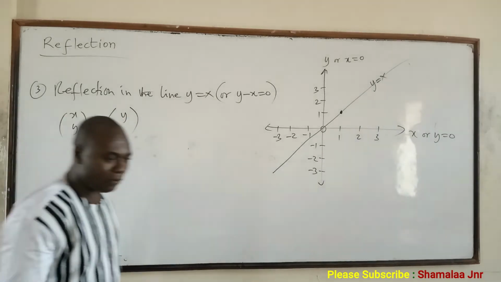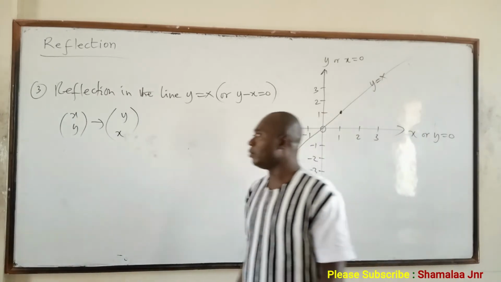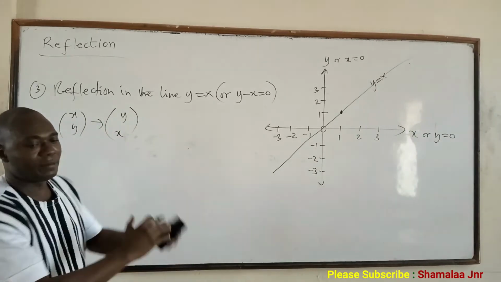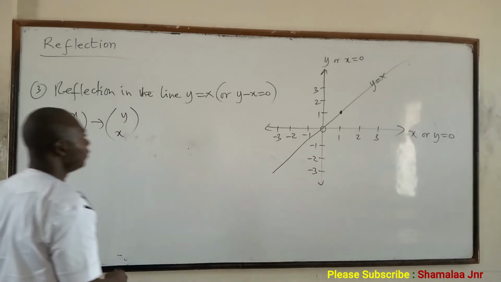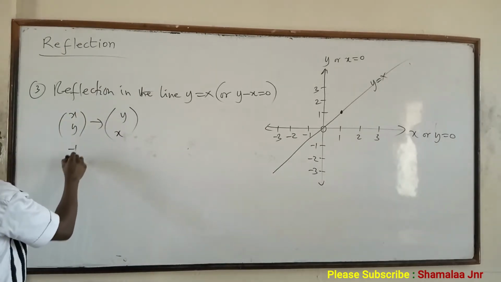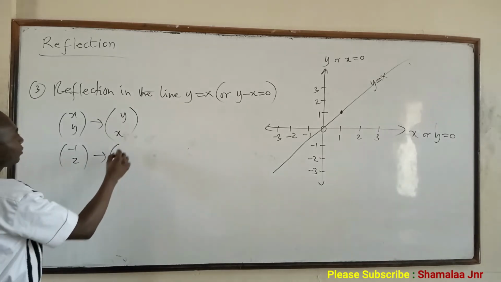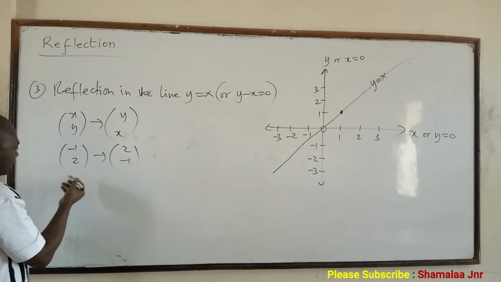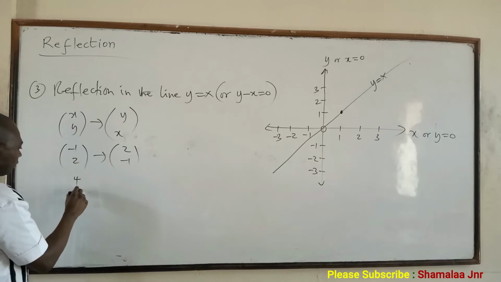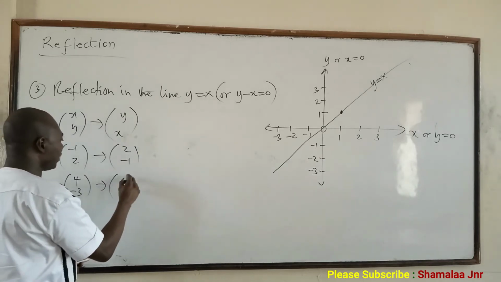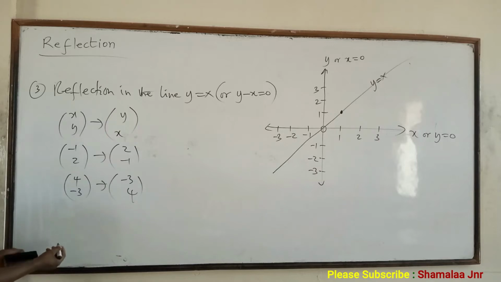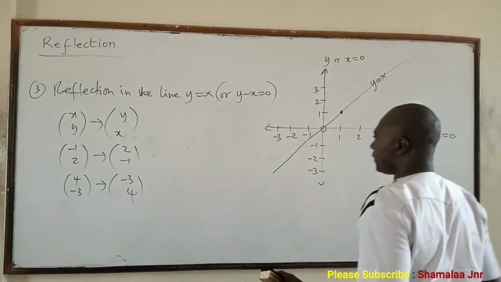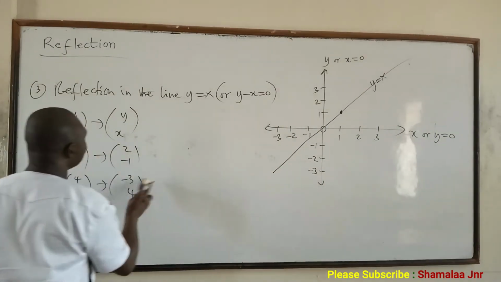So for reflection in the line y equal to x, or y minus x equal to 0, we just interchange the coordinates. The x coordinate becomes the y coordinate, and the y coordinate becomes the x coordinate. For example, when you have something like this, maybe -1, 2, then straight away, this one will be 2, -1. You just interchange the values. When you have something like this, 4, -3, then this one will straight away become -3, 4. Are you seeing it? Yes. So this is a reflection in the line y equal to x. Okay. Now let's look at the fourth type.